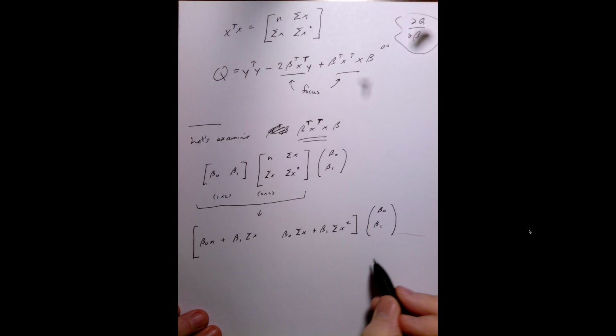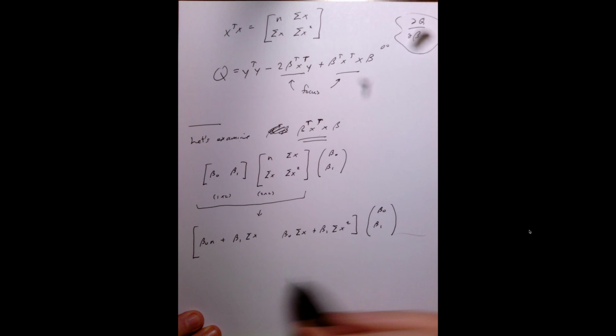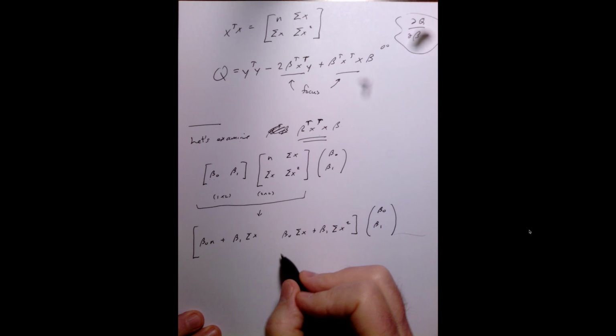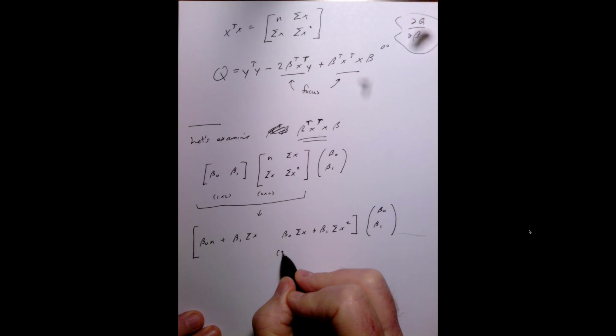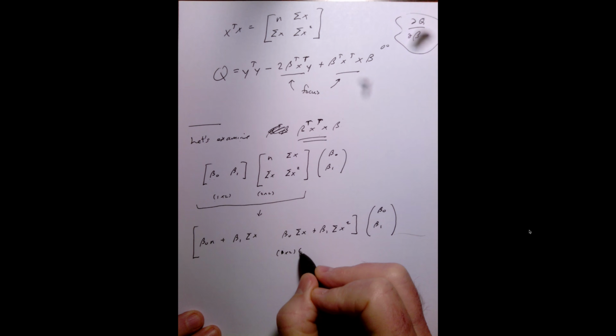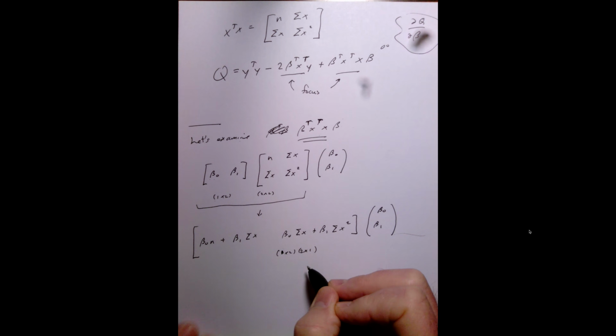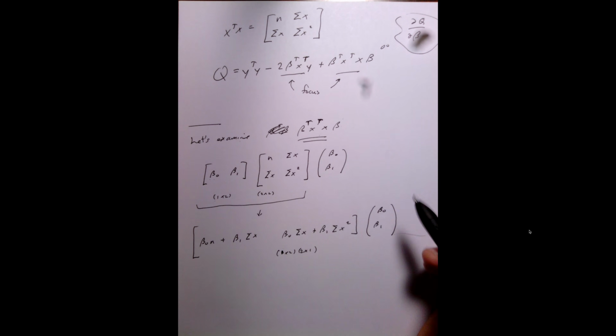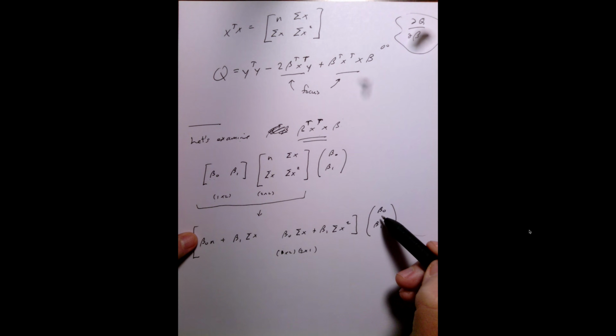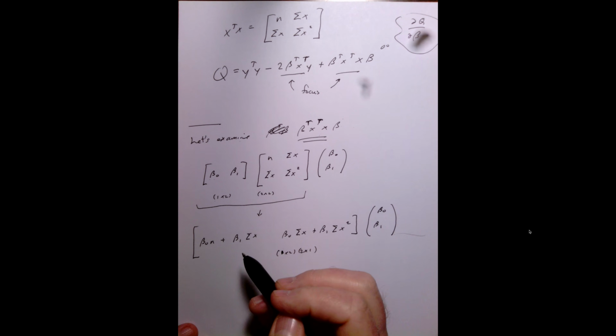And when I do that, I'm going to get, again, I have what? I have a 1 by 2 times a 2 by 1. So I'm just going to get a 1 by 1 matrix. So linear combination of the row and the column. So I'm going to have beta 0 times this.